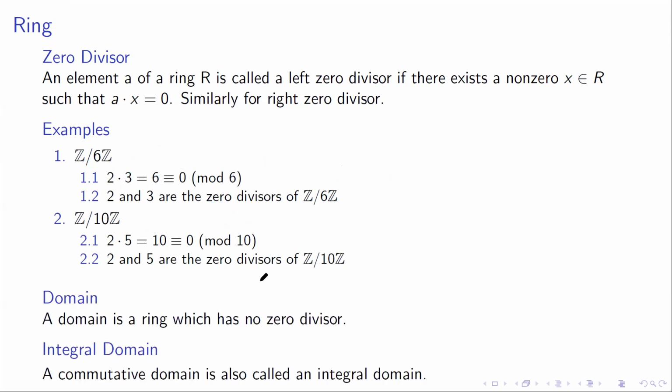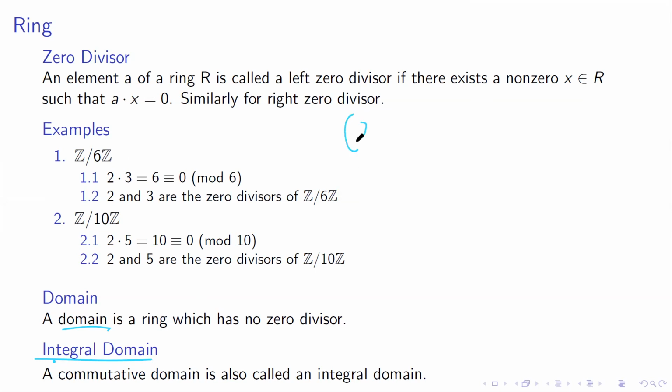If the ring does not have a zero divisor, it's called a domain. If a domain is commutative, it's called an integral domain. Note that having no zero divisor is actually very useful. If we don't have this, we will have a lot of problems solving algebraic questions.